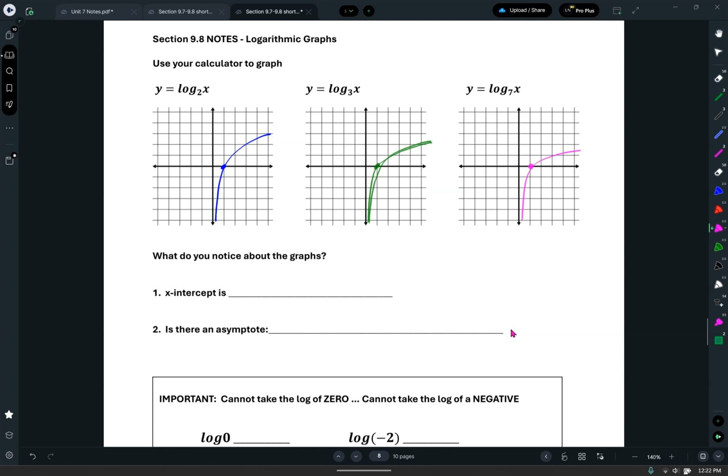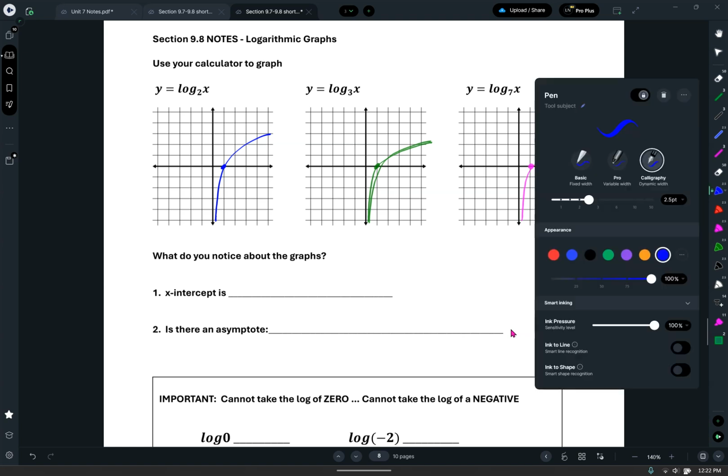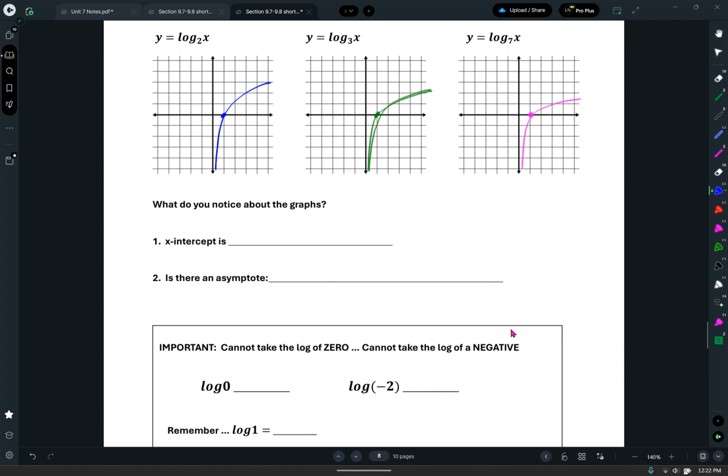So when you look at these, all of these are log graphs. They all look very similar with just slight differences. So let's do a comparison. What do we notice about the graphs? Well, number one, notice on all three of them, the x-intercept is the point (1, 0). On this one, we might say, is there an asymptote?